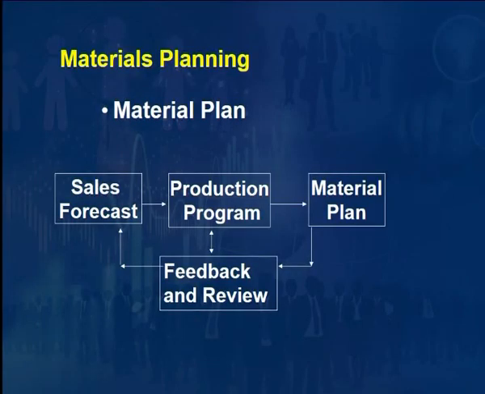So again, when you see this slide in material planning, same thing, you do the forecast, you make your production program from the sales forecast, and the data from the production program will go to the material planning. Then there is a feedback and review system, and this feedback and review system will give feedback to the sales forecast and to the production, because you will compare the sales forecast and your production program with the actual sales, the actual production which is being made, and the actual materials which are required, and then make some corrective action in your next forecast.